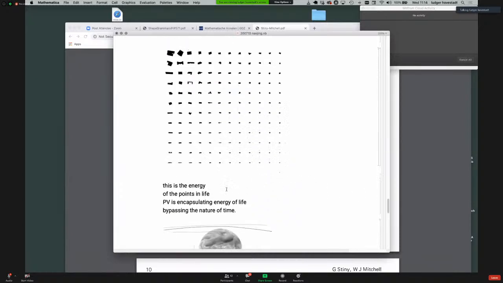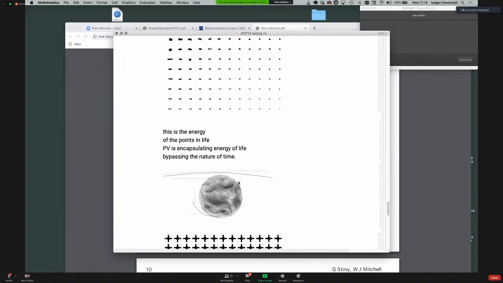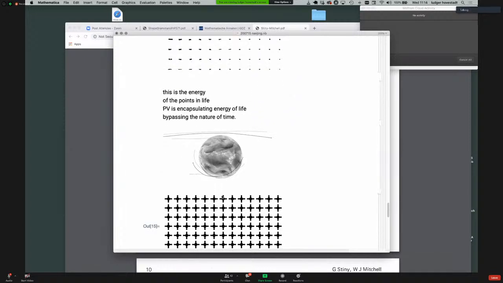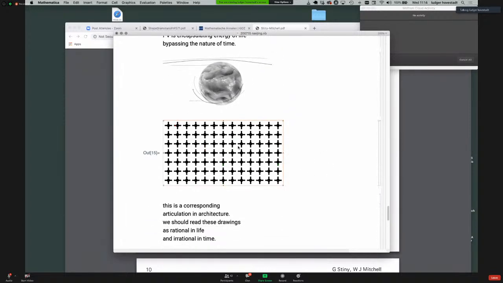And this is the energy of the points in life. Photovoltaic is encapsulating, instead of the coal, photovoltaic is encapsulating energy of life, bypassing the nature of time. So we have all the streams of energy from the sun, solar energy circulating. We have the weather, and this is our planet. And this is how we can get it. So we coat matter with phosphorus and boron, and that's it.